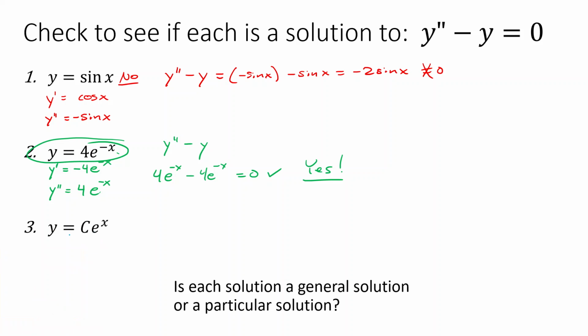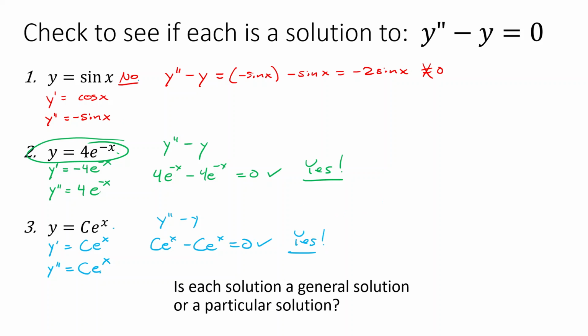Let's try one more. All right, so this one, again, we need to know two derivatives. So the derivative of e to the x is just e to the x. The constant out front just stays constant. So there's our first derivative. Our second derivative is c e to the x again. So if we do y double prime minus y, here's y double prime down here, c e to the x minus our original function c e to the x, which does equal 0. So yep, that guy works too.